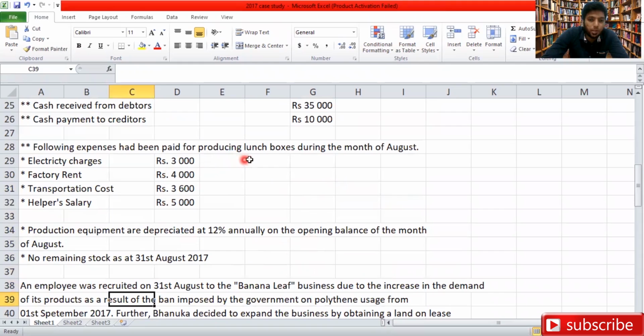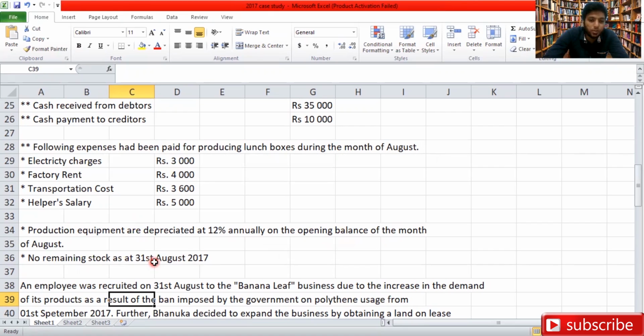The following expenses had been paid for producing lunch boxes during the month of August: electricity charges 3,000, factory rent 4,000, transportation cost 3,600, helper salary 5,000. Production equipment is depreciated at 12% annually on the opening balance of the month of August, so you need to find the depreciation for these balances also. No remaining stock as at 31st August 2017. So there's no closing stock.